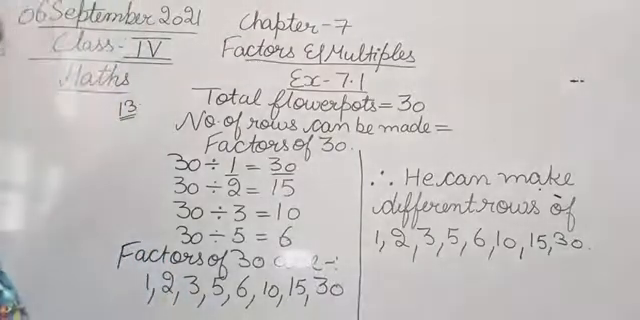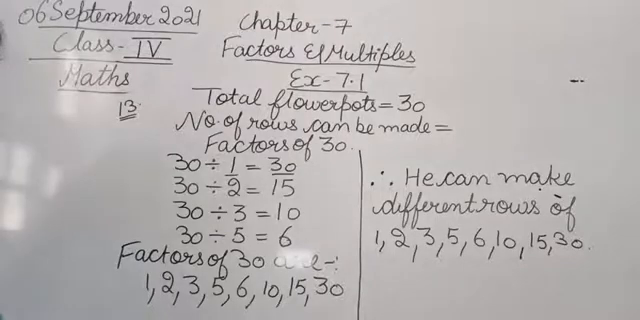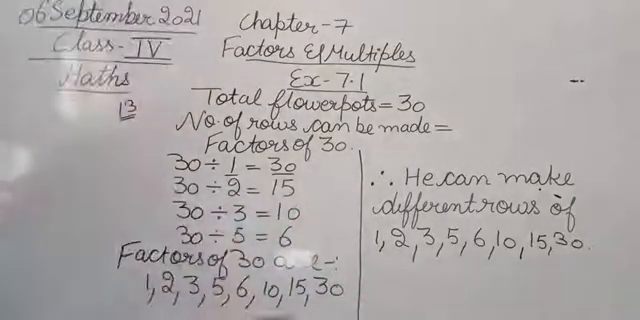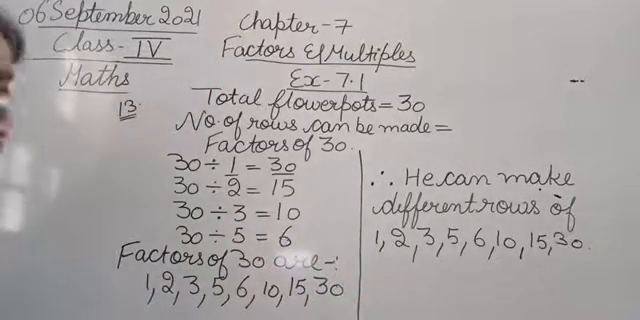Okay. So this is the solution of question number 13. You can pause it here and note it down in your notebooks. This is the factors of 30 that we had calculated and the number of rows he can make with 30 flower pots. Moving next to question number 14. For this you can pause the video and note it down.